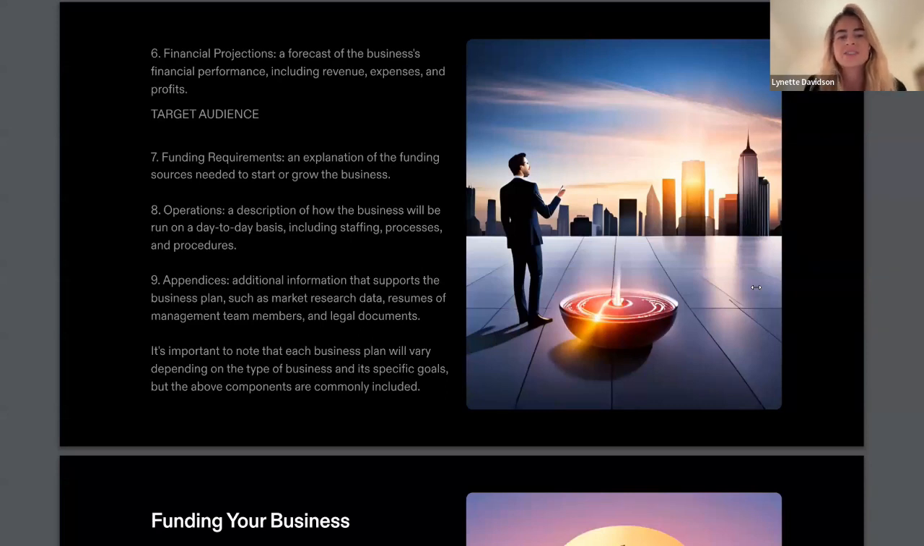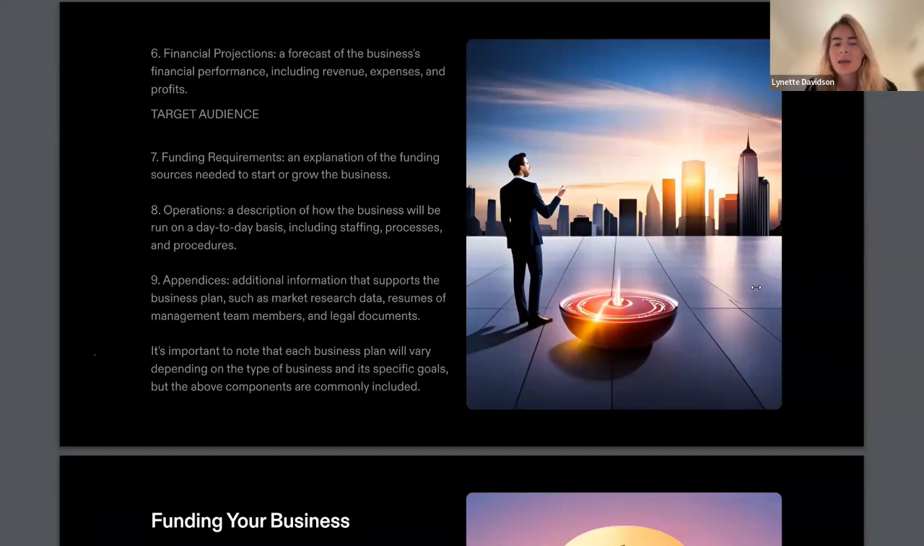And number 9 of the business plan, it could include, of course, any annex like any market research data or any resume of a management team member or any legal documents. You may want to include this in the business plan as well. It is important, however, to note that any business plan will vary depending on the business type you will start up and its specific goals.